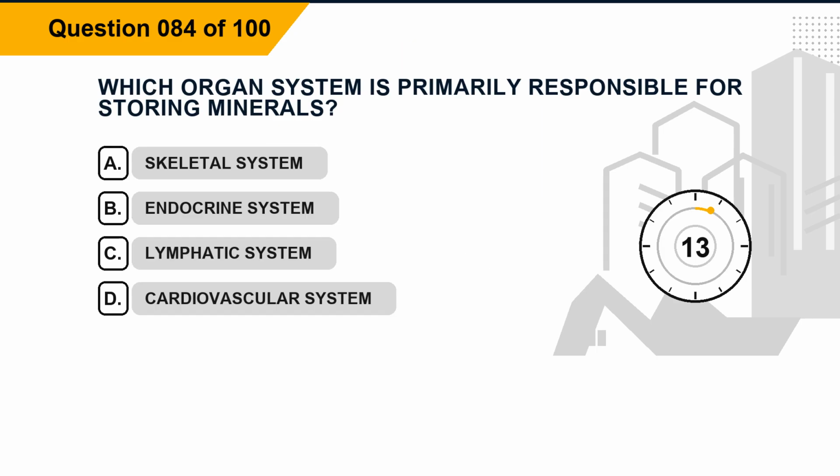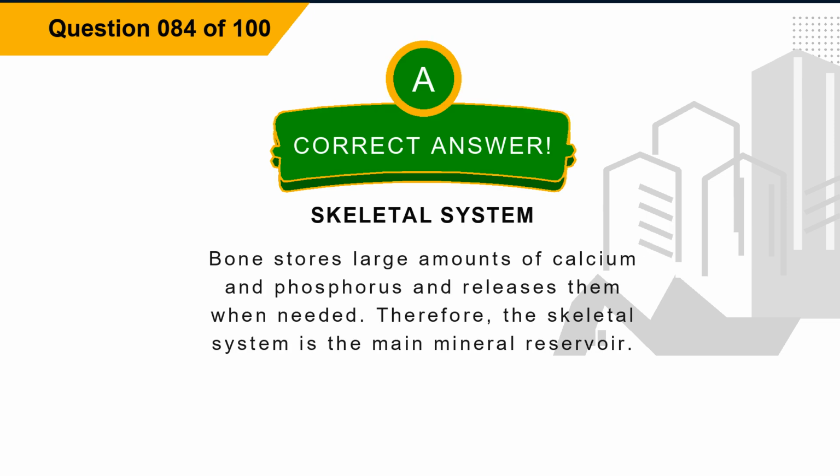Question 84. Which organ system is primarily responsible for storing minerals? Option A, skeletal system. Option B, endocrine system. Option C, lymphatic system. Option D, cardiovascular system. The correct answer is option A, skeletal system. Explanation. Bone stores large amounts of calcium and phosphorus and releases them when needed. Therefore, the skeletal system is the main mineral reservoir.